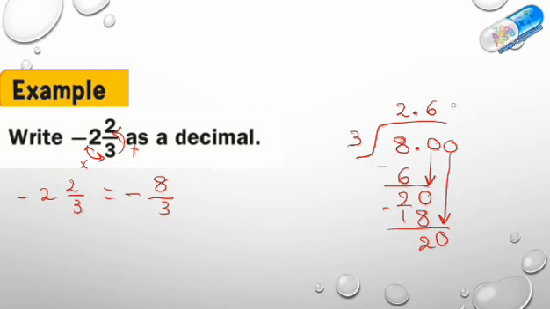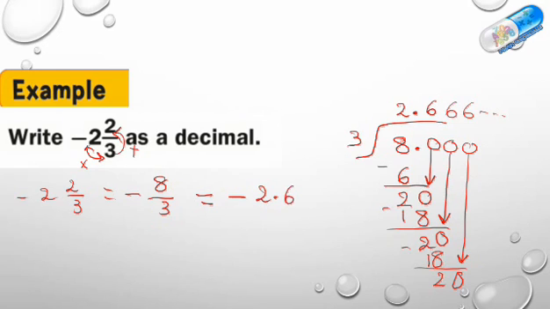20 divided by 3, another 6. 6 times 3, 18 again. Subtract, another 2. Place a 0. And as you see, it continues like this. So the answer here will be negative 2.6. I'll put only 6 because 6 is repeated, and a bar notation like this, a bar above it.